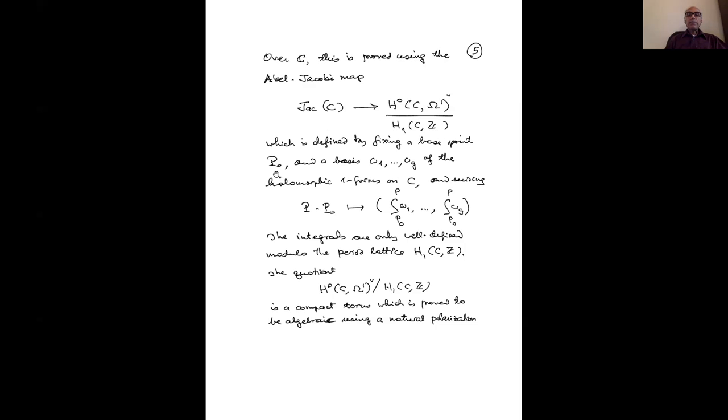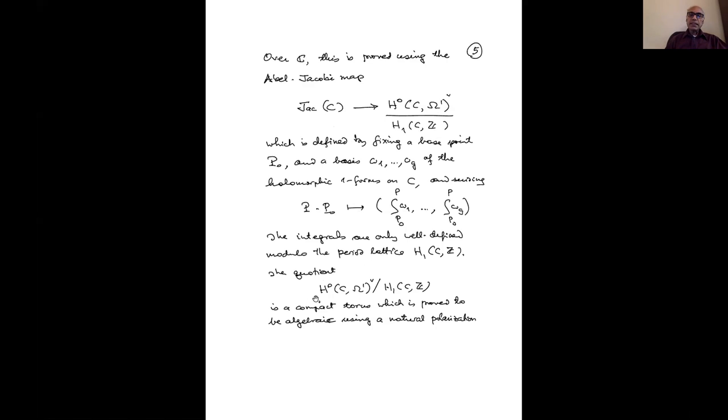Well, you fix some base point P0, and then you choose a basis of the holomorphic one forms, omega 1 to omega g. The space of holomorphic one forms on a curve of genus g has dimension g, so let's take a basis like that. And then you send any point P on the curve to the integrals from P0 to P of omega 1, through to the integral from P0 to P of omega g. And of course, the curve C, if the genus is positive, is certainly not simply connected. It has a fundamental group. And so this integral is only well-defined modulo periods. That's why you have to mod out by H1(C, Z). So you get a compact torus, and this is mapping to there. And Abel-Jacobi basically says it is an isomorphism.